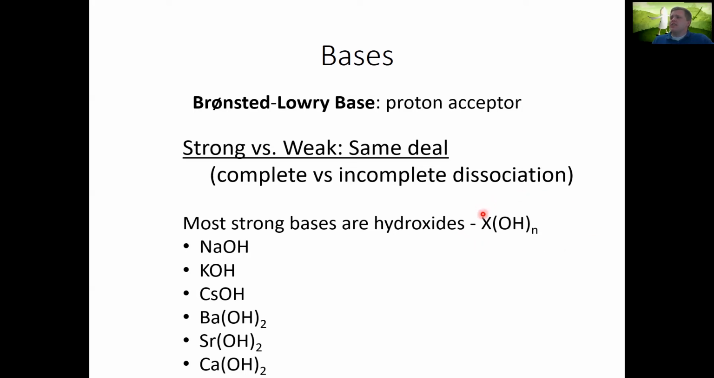Now, most strong bases are just hydroxides, so a hydroxide or multiple hydroxides complex with a metal ion. So very common examples are sodium hydroxide, potassium hydroxide, strontium hydroxide, calcium hydroxide. You'll notice these guys down here each have 2 hydroxide groups on it. You can get more and more of that depending on the charge of your metal ion, whether it's a 1+, 2+, etc.